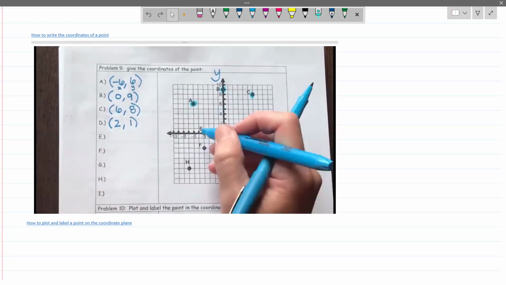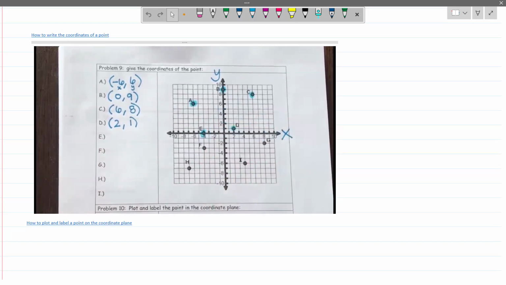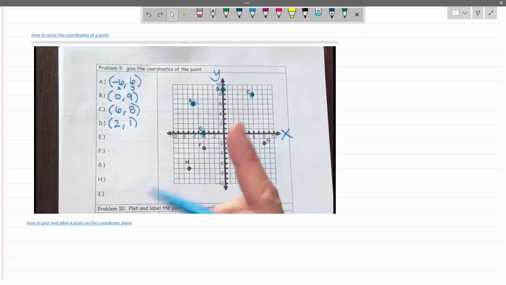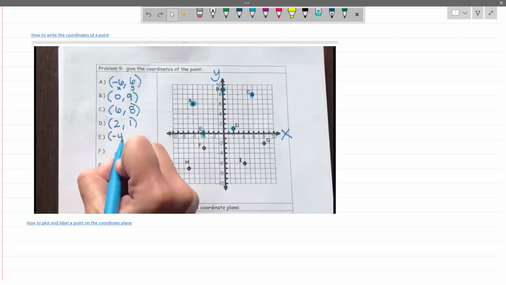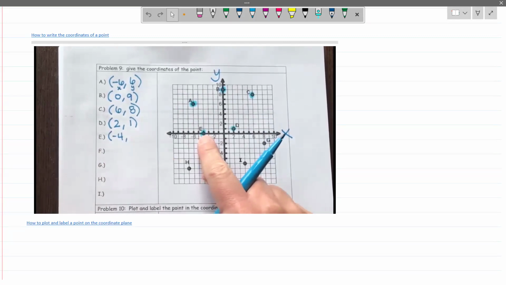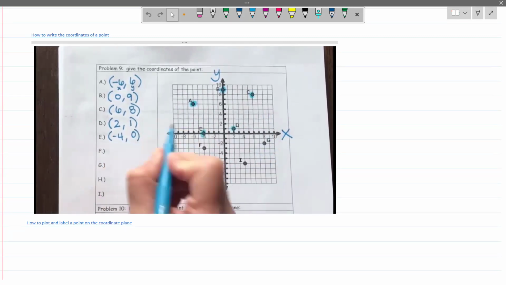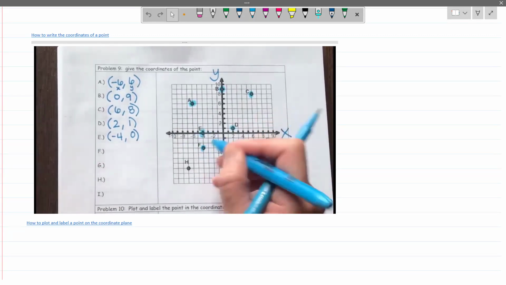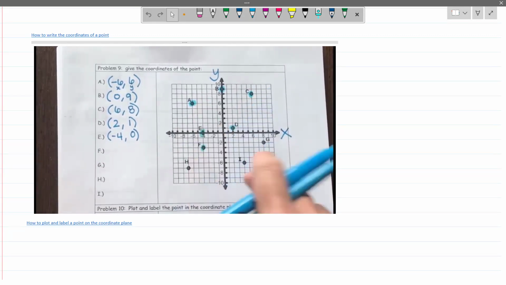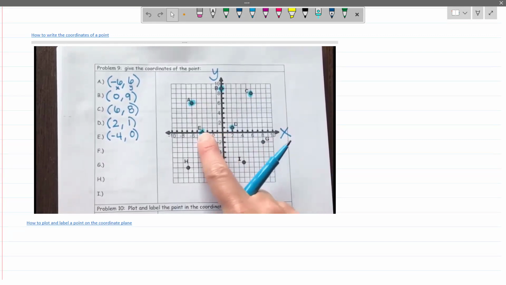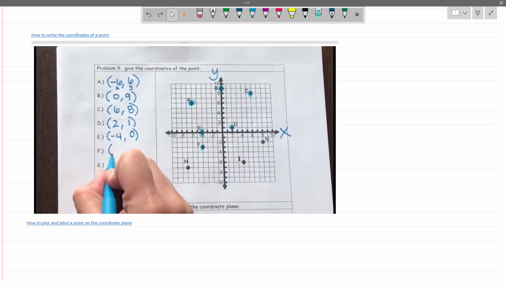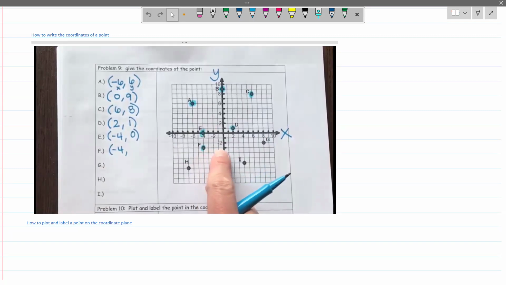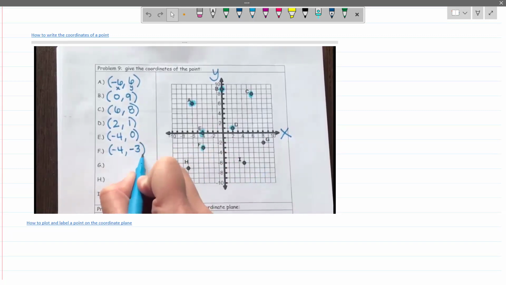For point E, on the x-axis, from the origin, we went to the left, which is -4. And we did not go up or down from the x-axis, so that's going to be 0. Next is letter F, which is in quadrant 1, 2, 3. So we go to the left, -4 units. And this time our point went down. It went down to -3.